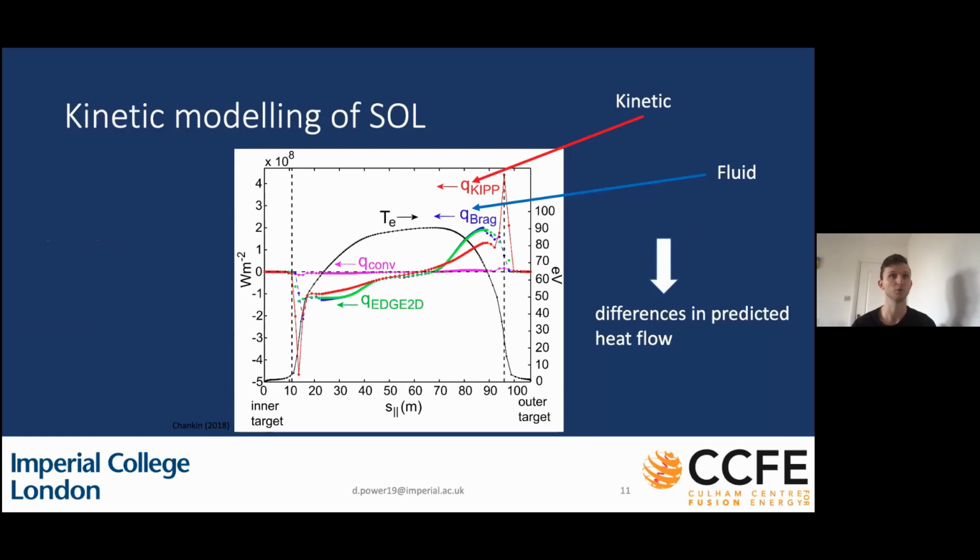Here's an example. There's quite a lot going on here, but this is an example from Alex Jenkin at the Max Planck Institute, where a kinetic and a fluid model for the heat flow are used to predict heat flow in a jet-like scrape-off layer flare. The point is, they don't agree, which is quite interesting.